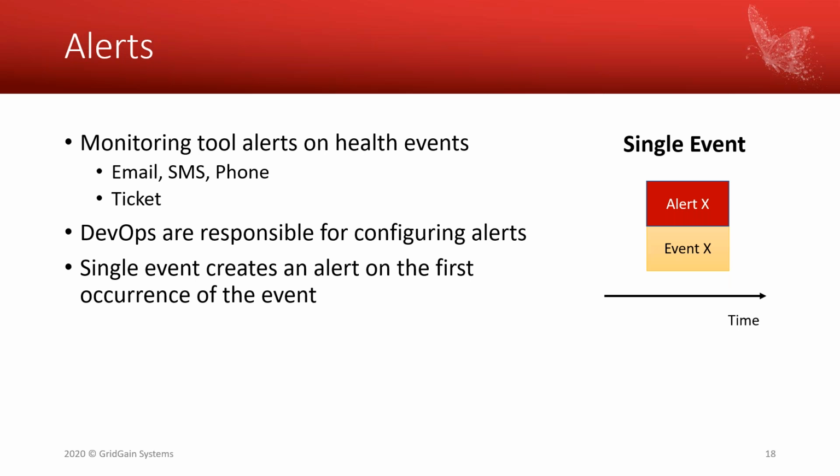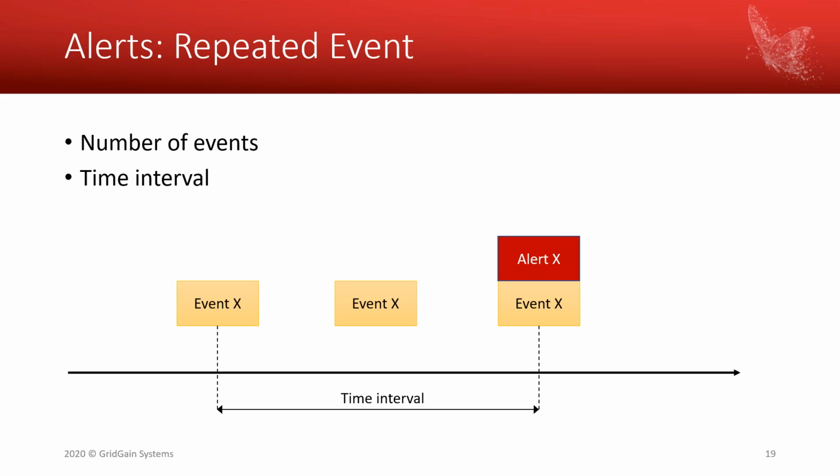The most popular kind of event is a single event. That means event occurrence triggers an alert. That's it, very simple. There are repeated events. This is when you trigger an alert after detecting n events, some defined number of events over a defined time interval. This is a repeated event.